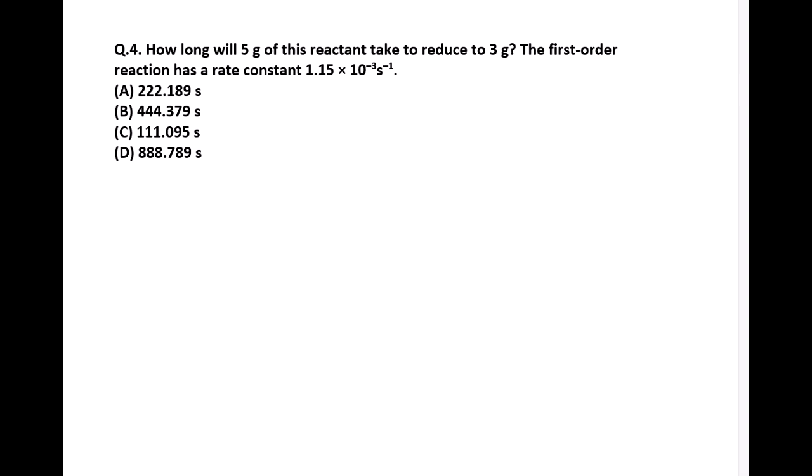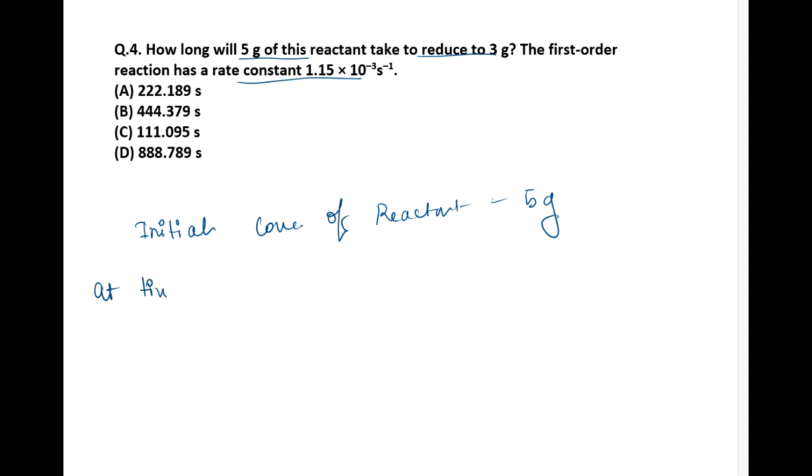Here it is told how long 5 gram of this reactant will take to reduce to 3 gram. First order reaction rate constant is given. Here it is told in gram format that the initial concentration of the reactant was 5 gram. Now after some time t, suppose the final concentration, at time t, the concentration of the reactant becomes 3 gram.